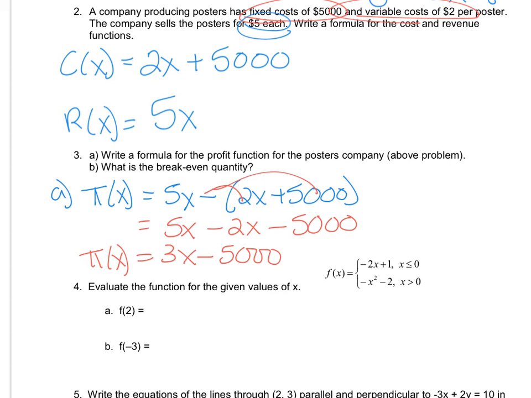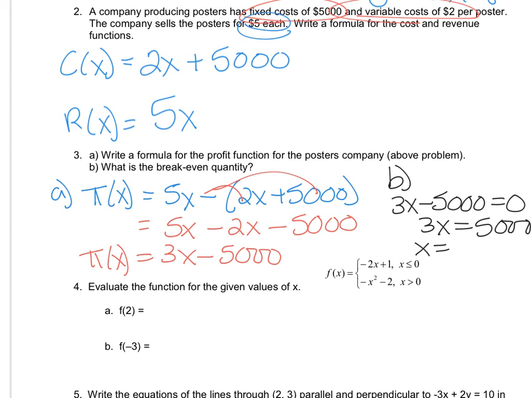For the break-even point, that's when profit equals 0. So solving this, we get 1,666.6 repeating posters. Don't forget to label your answer. We're selling posters.